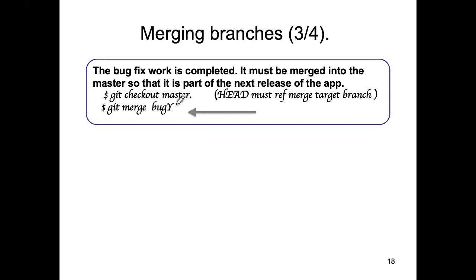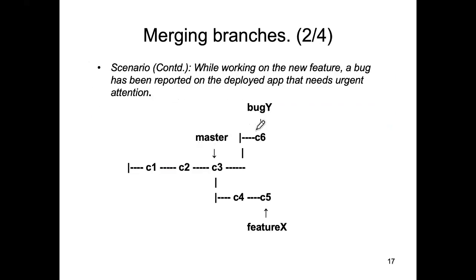Now, if you think about it, this merge operation is pretty straightforward. Again, if I go back to the previous slide, merging bug Y into master is as simple as just moving the master branch file onto pointing at C6. So Git can actually do that for me. That is possible because C6 is directly, as we say, upstream from C3. So it's a straightforward operation to merge these two.